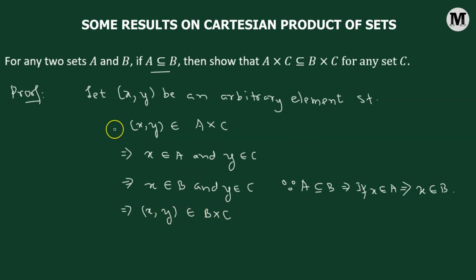So we started out by considering an ordered pair (x, y), or you can say an element which belongs to the Cartesian product of A and C, and we were able to show that the same element also belongs to the Cartesian product of B and C. So this satisfies the definition of a subset. We can say hence we have the Cartesian product of A and C is going to be a subset of the Cartesian product of B and C for any set C.